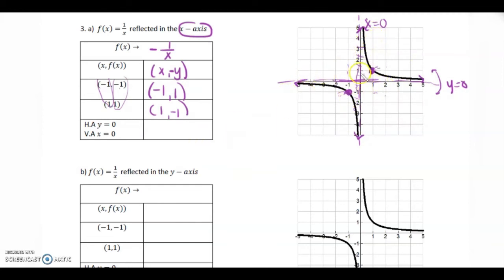Unless there are shifts, the horizontal asymptote is going to stay as it is, and the vertical asymptote is going to stay as it is. So our new function looks like this. All we have is 2 points, and we're okay with that. And that's our new function. So this is f of x equals negative 1 over x.